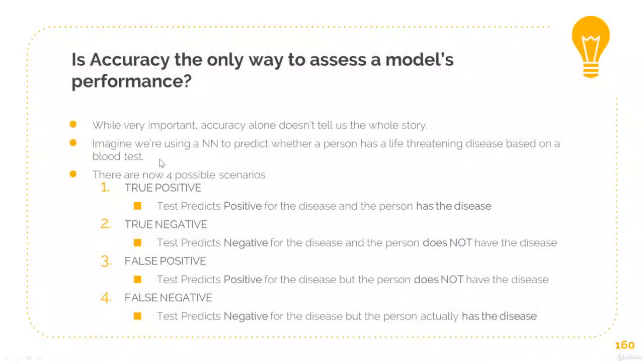So is accuracy the only way to assess a model? No. There are actually other ways, and I'll discuss them here. So accuracy is important, yes, but it doesn't tell us the full story. So let's look at this example here.